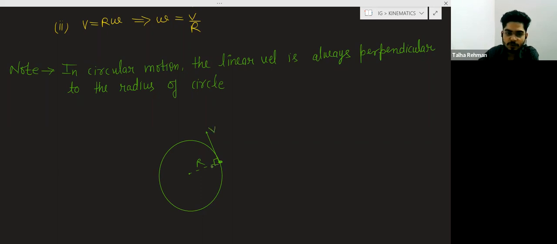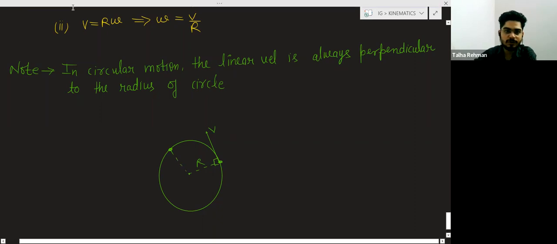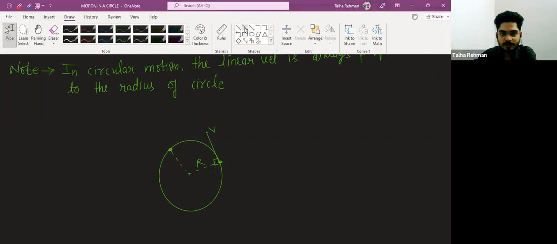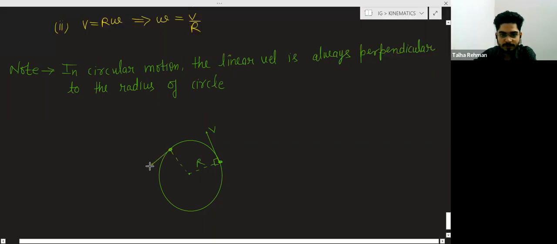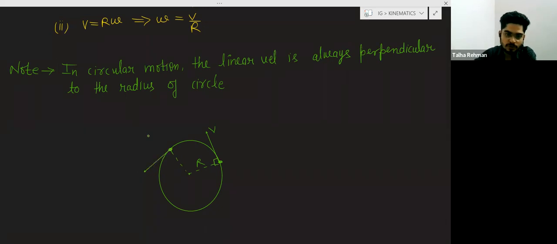Suppose you take one point here and then find the direction of the velocity. So here the direction of the velocity will be tangent to this point. So here is also the velocity and radius.